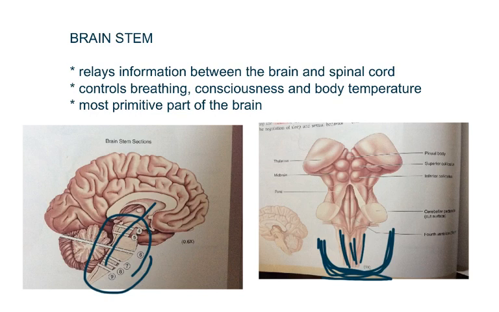So when we say it's the most primitive part, it doesn't mean it's the least important part. When we talk about primitive parts of the brain, it's one of the longest standing developed parts of the brain. If we go back in our evolutionary time, then the brainstem was one of the first parts or components of the brain that evolved. So it's the most primitive part of the brain. So as well as our breathing and consciousness and body temperature, you can see it's quite an important part.